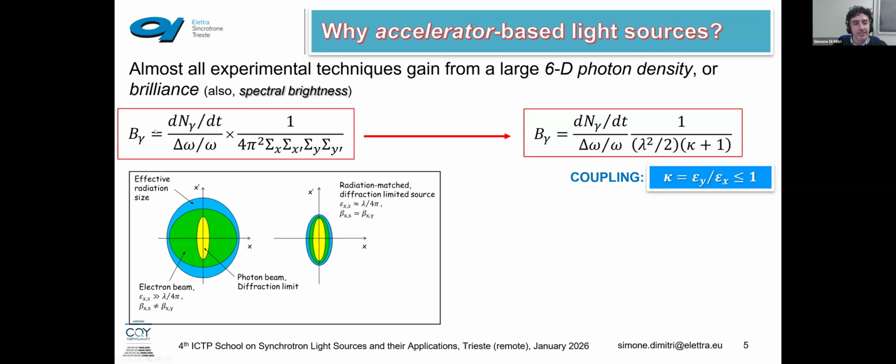In a collider, this kind of result is parameterized not by brilliance. They are not interested in light emission, but in luminosity, which is proportional to the capability of making these bunches collide perfectly. Now, there is no crab waist in a light source because we are not interested in tilting electrons to collide or to superimpose in another way.